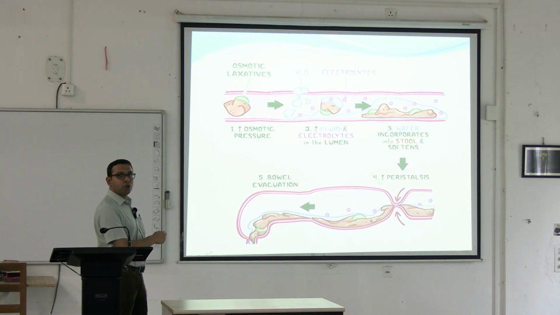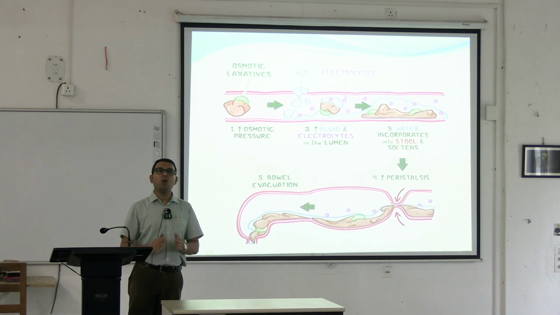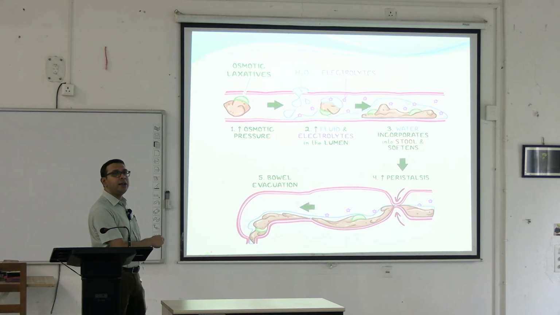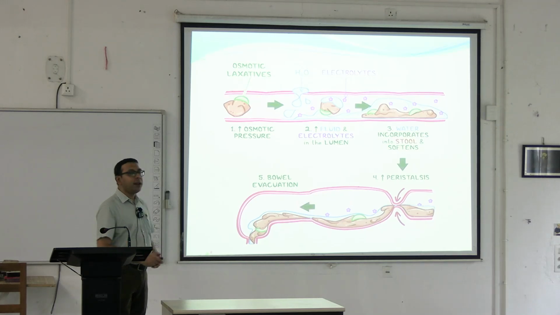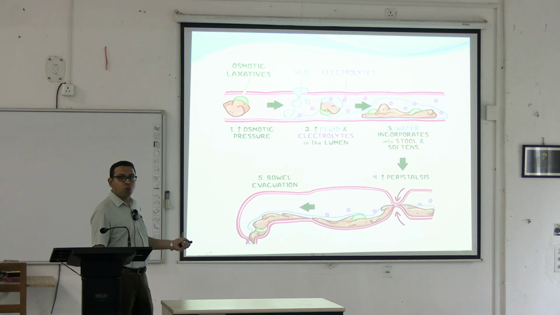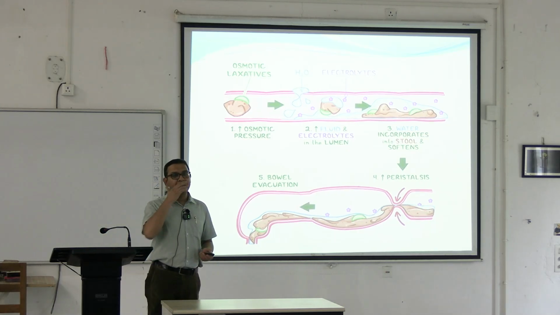So you can see how the osmotic laxatives act. When given, they remain within the intestinal lumen; they are not digested and not absorbed. They are osmotically active particles, so they cause increased osmotic pressure. That leads to increased fluid and electrolytes in the lumen, which leads to water incorporation into the stools and softening of the stools. When softening of the stools occurs, it also leads to increased peristalsis, so colonic transit is increased and ultimately bowel evacuation happens. This is the way osmotic laxatives act.